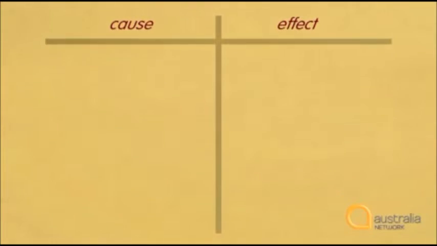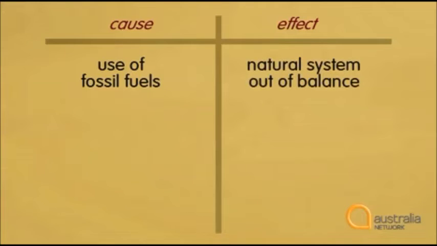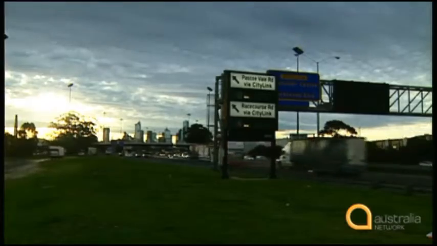So if we look at a table of cause and effect, we can say that the use of fossil fuels is a cause and the natural system out of balance is an effect. Listen again. The main problem is our use of fossil fuels.